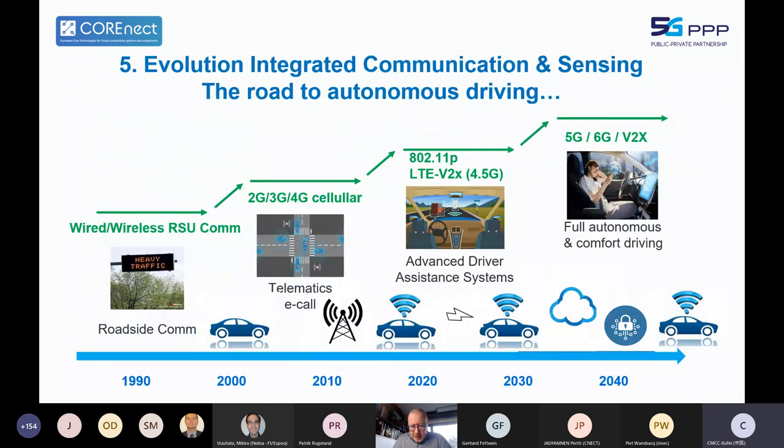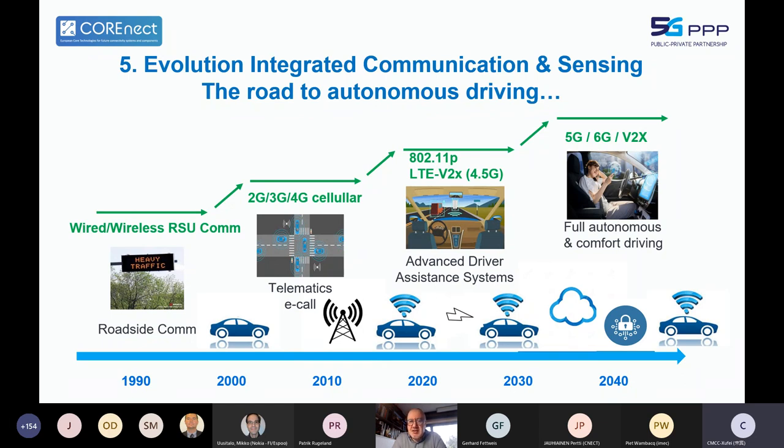Now I would like to talk a bit on the evolution of integrated communication and sensing, how we see it. And in fact, as an example case, I would look at the road to autonomous driving. If you look at 1990, in fact, the communication was mainly based on wireless communication by road signs, which were electronic. Then we are evolving towards 2, 3, 4G cellular. Telematics came up in the years 2000, and e-call is now a mandatory requirement in every new car sold on the market.